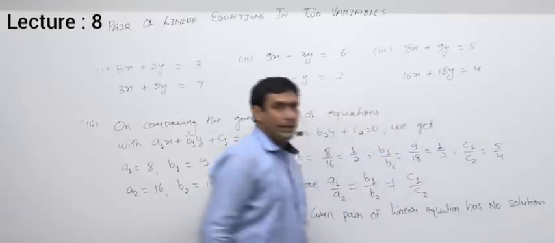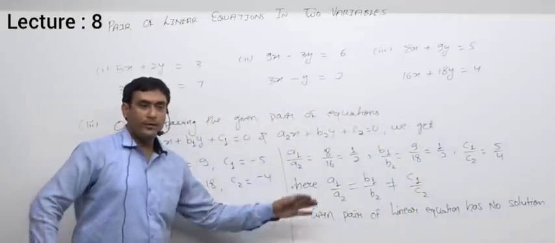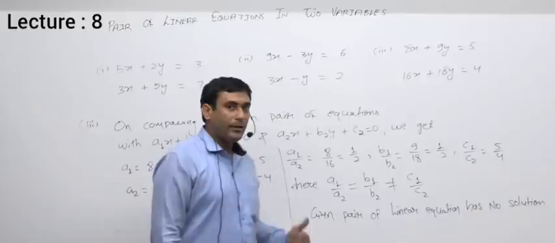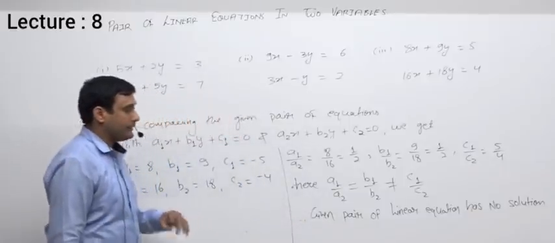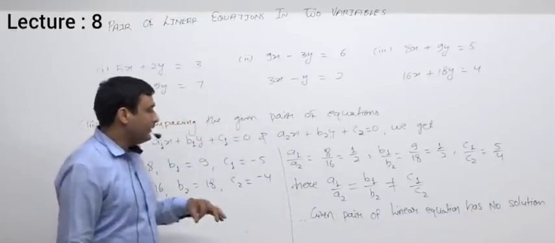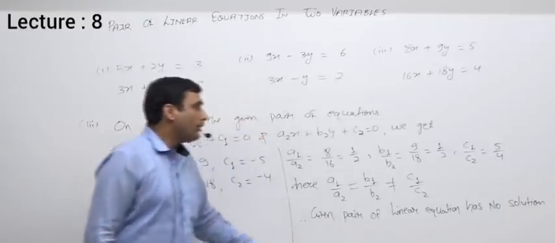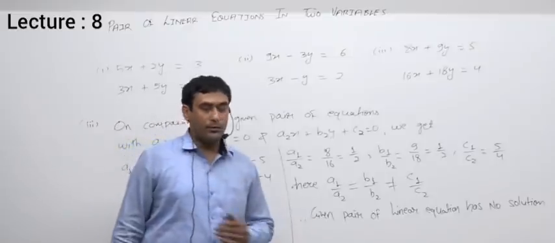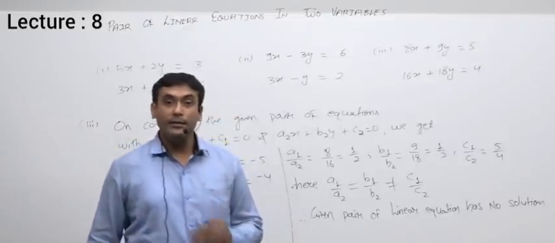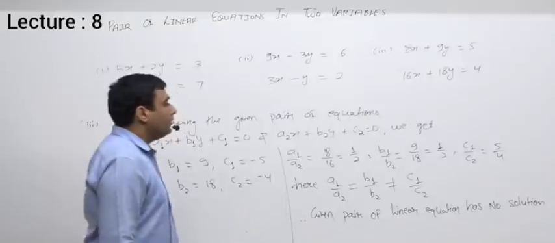It means this pair of linear equations represents parallel lines. In set theory interpretation, we can say this pair of linear equations represents the null set or void set, or we'll say this pair of linear equations is inconsistent. There is no solution.